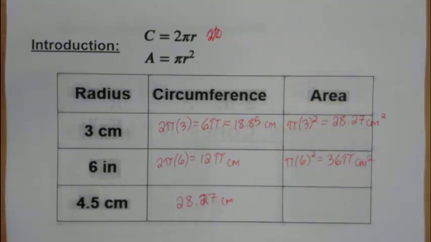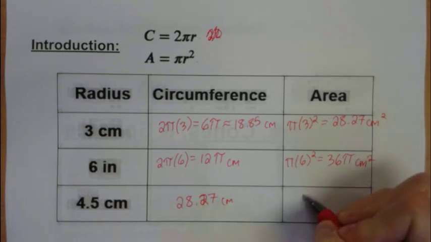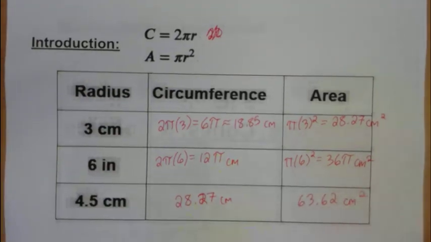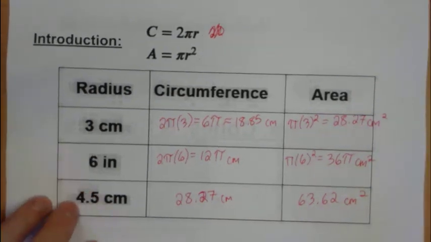And then area, 4.5 squared times pi, would give us an answer of 63.62 centimeters squared. And that's just a quick review of those circumference and area formulas there.